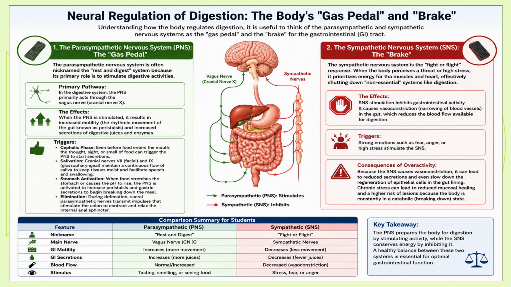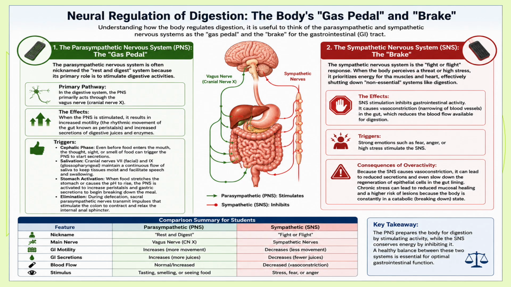So now as the food stretches the stomach, now you eat the food, as the food stretches the stomach or raises its pH, the PNS further increases the peristalsis and the secretions. It also supports elimination. How? Through the stimulation of the colon contractions and relaxing the internal anal sphincter. So your bowels can leave the body, right?